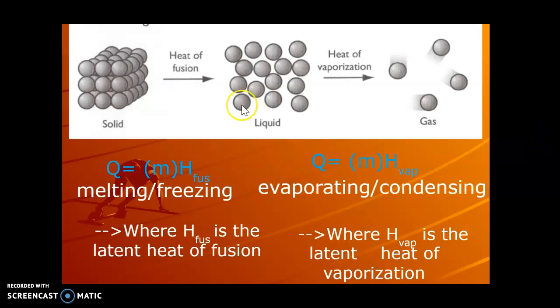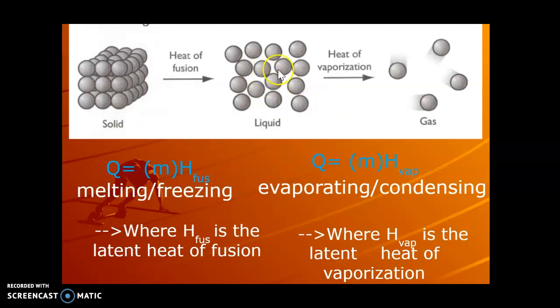So again, phase changes are a solid changing to a liquid. In that case, we call that the heat of fusion. We would use something called the latent heat of fusion to calculate that. So the formula for that would be Q equal to M, M is again the mass, times another constant called the H of fusion, or enthalpy of fusion. It's the amount of energy associated with that change from a solid to a liquid taking place. So that one is used upon melting and freezing.